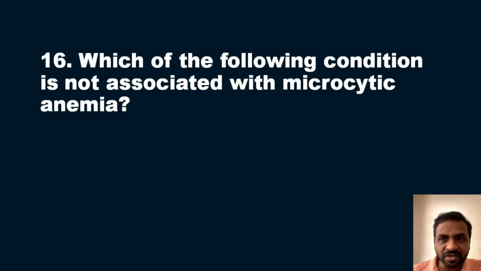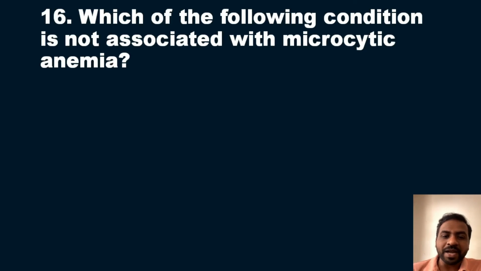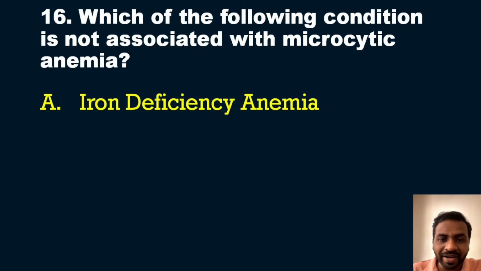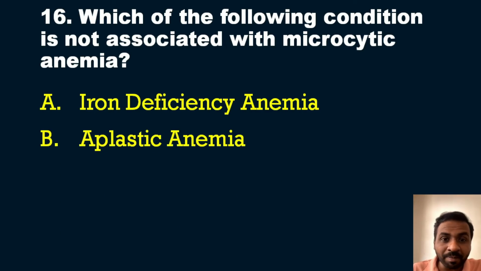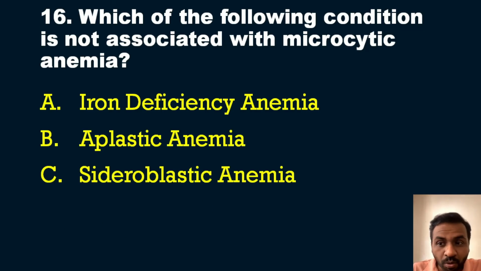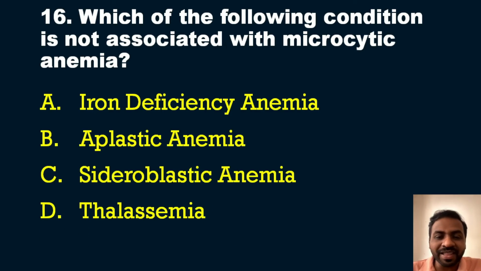We will move on to the next question in our series, that is the 16th question, and the question is, which of the following conditions is not associated with microcytic anemia? So another very important question. Which of the following conditions is not associated with microcytic anemia? Microcytic, that is small size red blood cells. Okay, so the options for you are option A, iron deficiency anemia, option B, aplastic anemia, option C, sideroblastic anemia, and option D, thalassemia. So among these, which one is not associated? That is very important. Which one is not associated with microcytic anemia?